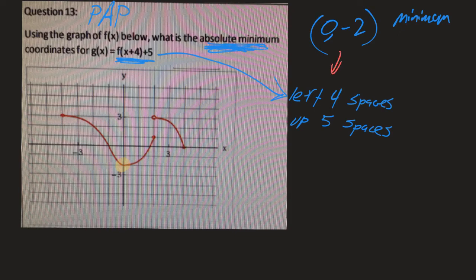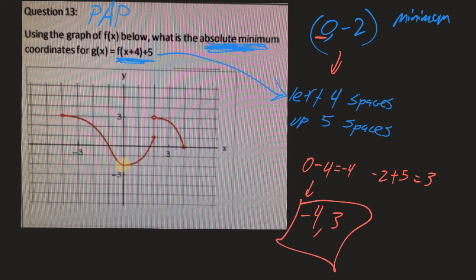So let's go left 4 spaces. So first thing, I was at 0, and I'm going to go left 4 spaces. Where am I now, right? We're going to subtract 4 from 0. So 0 minus 4 gives me -4. And then we can shift our graph up 5 spaces. So we're going to take -2, and we're going to add 5 to it. So here we go. We had -4, and this is going to give me 3. And this right here is the new absolute minimum after you do these transformations, okay?